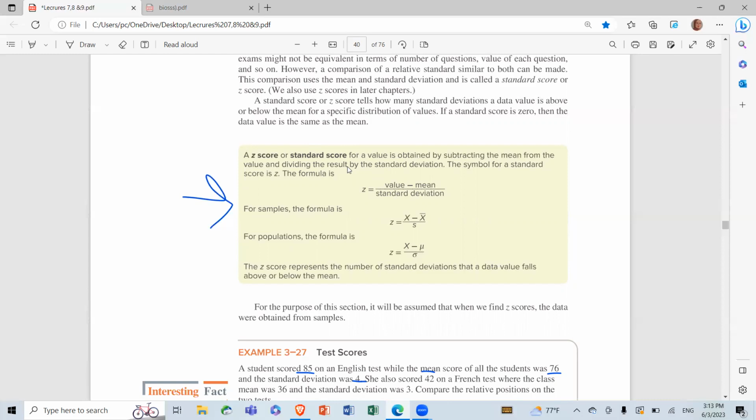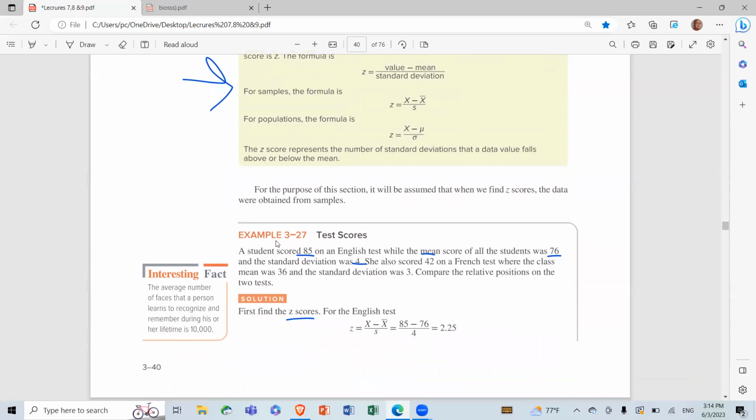A z-score or standard score for a value is obtained by subtracting the mean from the value and dividing the result by the standard deviation. The symbol for standard score is Z. The formula is هيدي الفورمولا حنستعملها ال z-score بدنا نطلعه ال value minus mean over standard deviation. For samples, the formula is z = (x minus x bar) over s يعني هيدي هي نفس الزيتا بس بالسمبل هيدي للسامبل وبالنسبة للpopulation نفسها كمان نفس المعنى بس من غير السمبل z = (x minus mu) over sigma بس هيدي للpopulation.